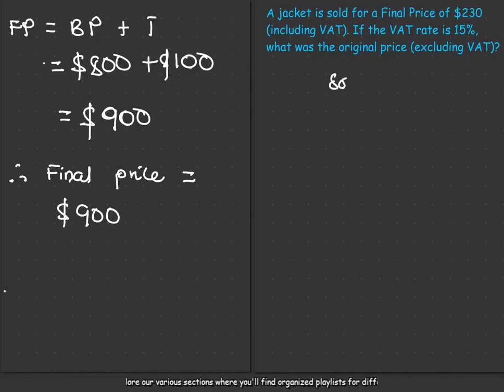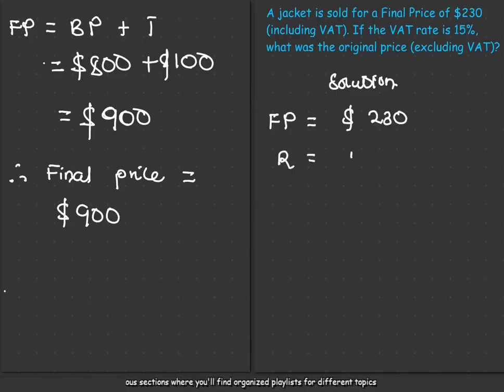Our solution. Now we know how to find the final price, you see. But before that, let's write our parameters now. So we have final price being equal to 230, and then your rate being 15%.